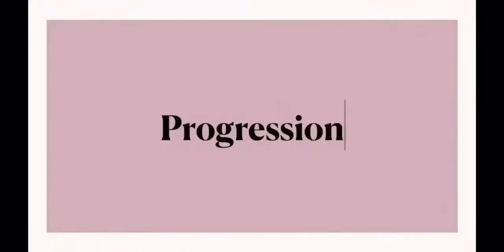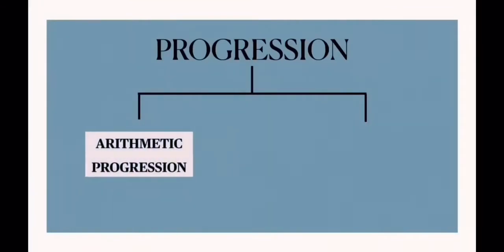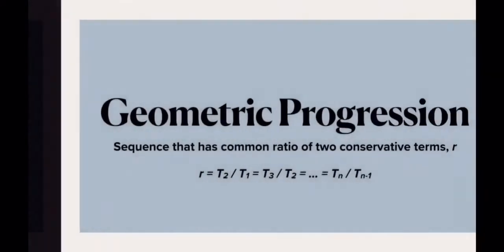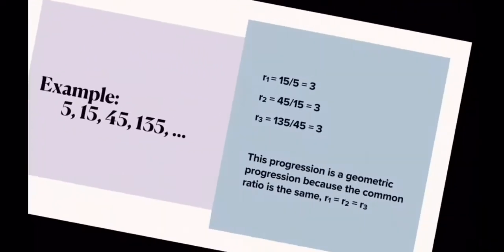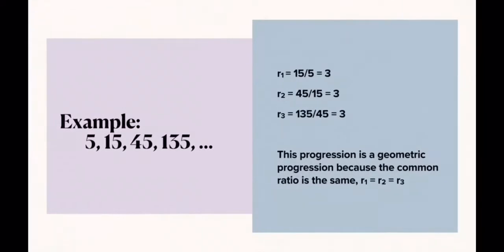Hello! Today we want to talk about a topic called progression. First of all, progression can be divided into arithmetic progression and geometric progression, but we will focus on geometric progression. It is a sequence that has a common ratio between two consecutive terms. For example, this sequence is a geometric progression because it has a common ratio of 3.